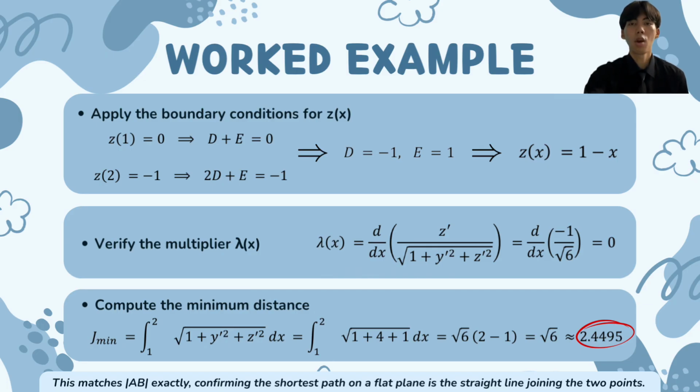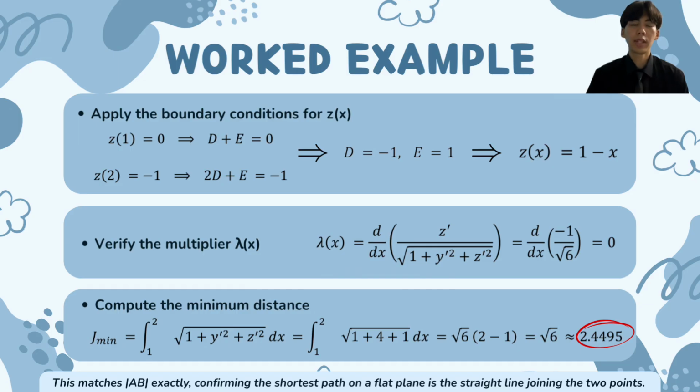Together, y of x equal to 2x minus 3 and z of x equal to 1 minus x describe exactly the straight line joining A and B. Checking the multiplier will confirm it vanishes throughout: lambda of x equals d over dx of z prime over the square root of 1 plus y prime square plus z prime square, equal to d over dx of negative 1 over the square root of 6, equal to 0. This makes sense physically since the tangent direction along a straight line never changes.